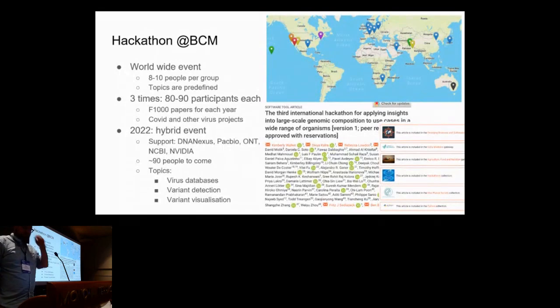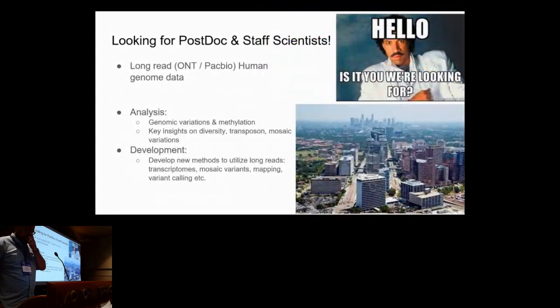In 2022, this year, we are planning the event for October 9th to 12th, with support of DNA Nexus, BugBio, Oxford Nanopore, NCBI, and NVIDIA. All of these give us support in different funding, as well as prizes for the best groups. Topics are a wide range: virus databases, structural variants, because that's always my main topic, actually, and visualization of variants.